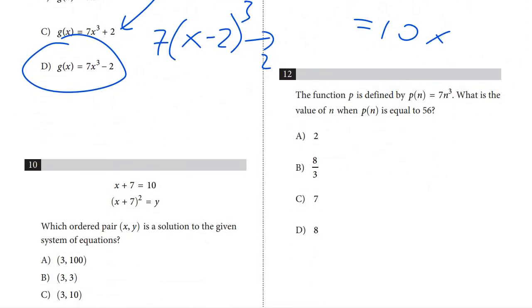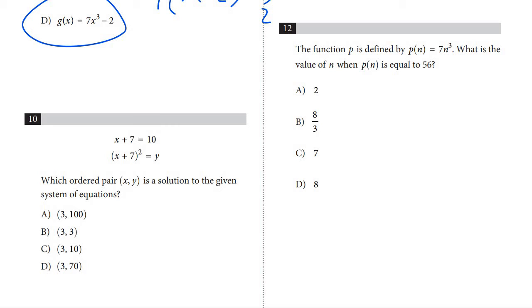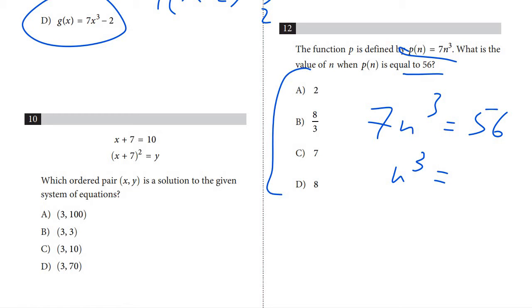Moving on to 12. The function is defined by this. What is the value of n when the function equals 56? So all you need to do is set your equation equal to 56. So how do you find n? Well, you could try the answers that they give you here to plug in for n, or you could just solve mathematically, divide by 7.